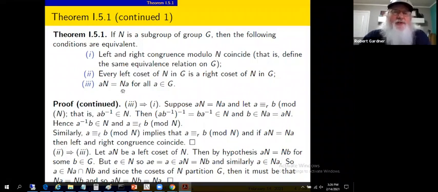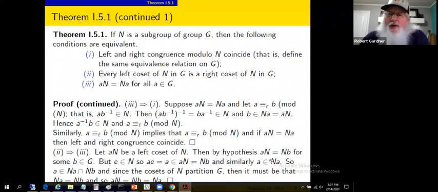Well, granted, this is a left coset and this is a right coset, but what we're given in part 2 is that the left coset aN equals some right coset. Maybe I don't use the same representative over here, but there is some representative such that this left coset equals some right coset. Okay, so let aN be a left coset of N in G. Then we've hypothesized part 2, that that left coset is a right coset. So aN equals Nb for some b.